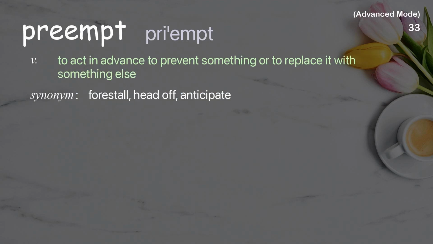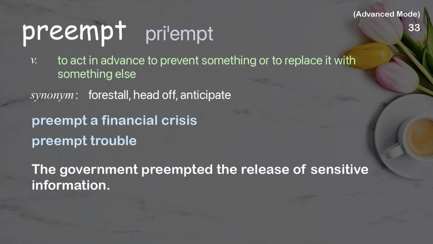Preempt. To act in advance, to prevent something or to replace it with something else. Examples: Preempt a financial crisis. Preempt trouble. The government preempted the release of sensitive information.